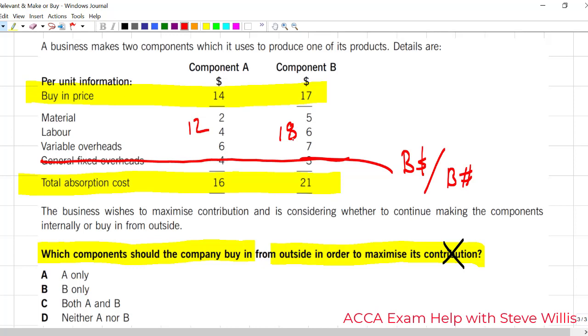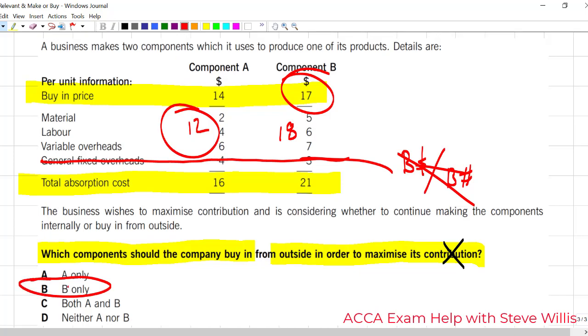Okay, so we will make A's in-house. We will buy the B's from our supplier. And we're assuming a short-term decision here. We're not looking at long-term strategic consequences of outsourcing. Are we going to then have lower overheads? Well, maybe, but that's not part of the question we're going with. Just comparing the variable costs. Answer, guys, B only.